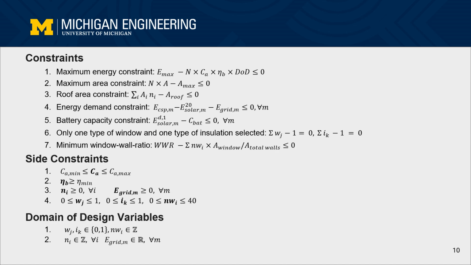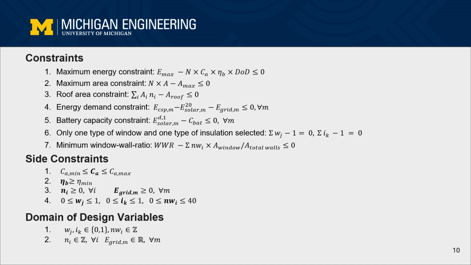So this slide outlines the full system constraints of our optimization model in standard negative null form. Firstly, looking at the maximum energy constraint and the maximum area constraint, they ensure the battery system meets peak energy demand and the total battery area stays within the allowed limit. Looking at the roof area constraint, we ensure that the selected solar panels physically fit on our roof. The monthly energy demand constraint ensures the solar and grid energy combined are sufficient to power the house, and the battery capacity constraint ensures the battery can store the solar energy generated by the solar panels.